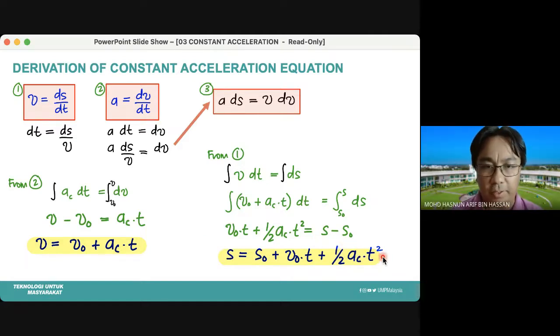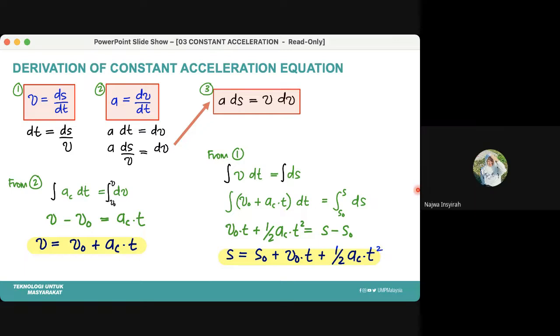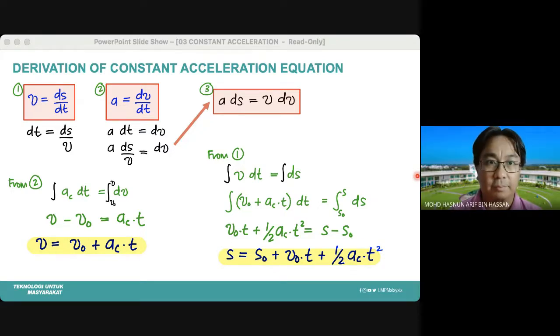Sorry, saya tak faham. Yang dalam kalam saya letak equation ni tak ada square? Tak ada, sir. Sekejap saya check. Maybe ada typing mistake dulu. Sekejap, let me check.